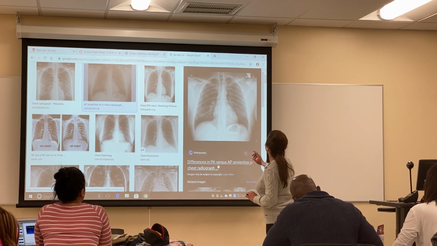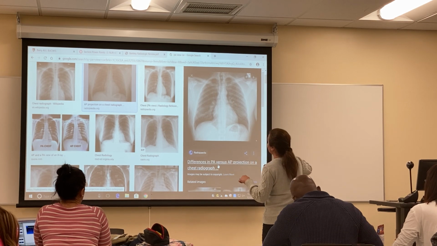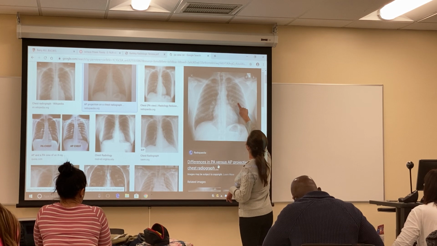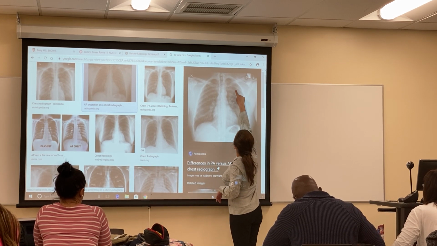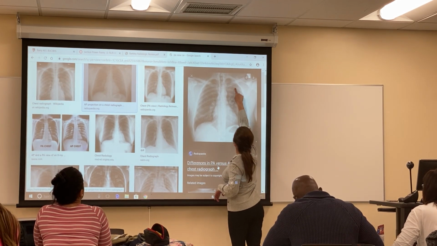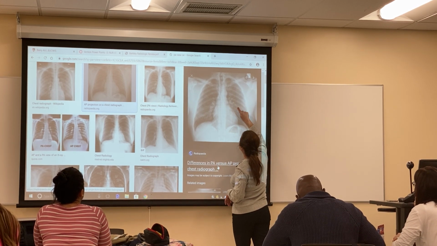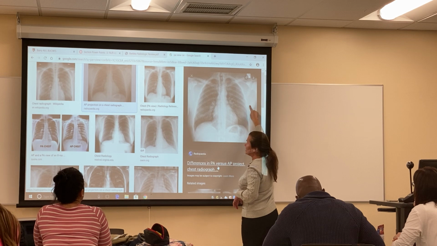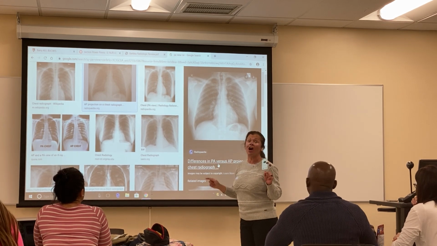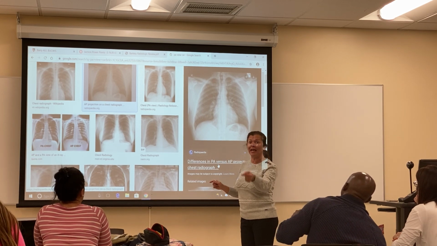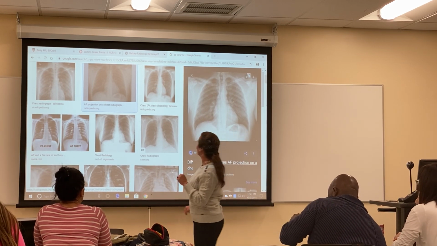For example, even though I typed PA view, I want you to take a look at the scapula. Do you see the lining of the scapula here? Do you see it or not? Yes. So it's completely inside of the chest. If it's inside of the chest, that cannot be a PA view. It has to be an AP view. So let me look at another one.